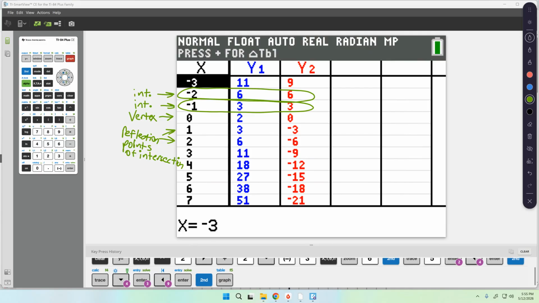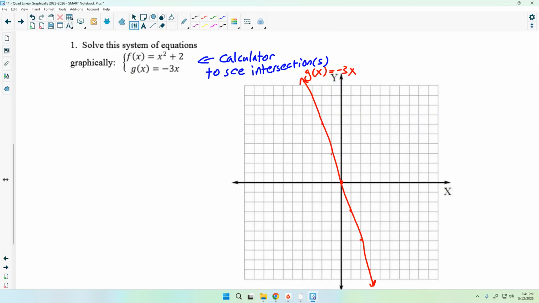So those are what we're going to write down in our booklet. From our calculator, we're going to take those values we saw as important, our vertex, our points of intersection, and our reflection of those intersection points, and we're going to put them into a table of values. So x and f of x, or x and y, and that was for f of x equals x squared plus 2.